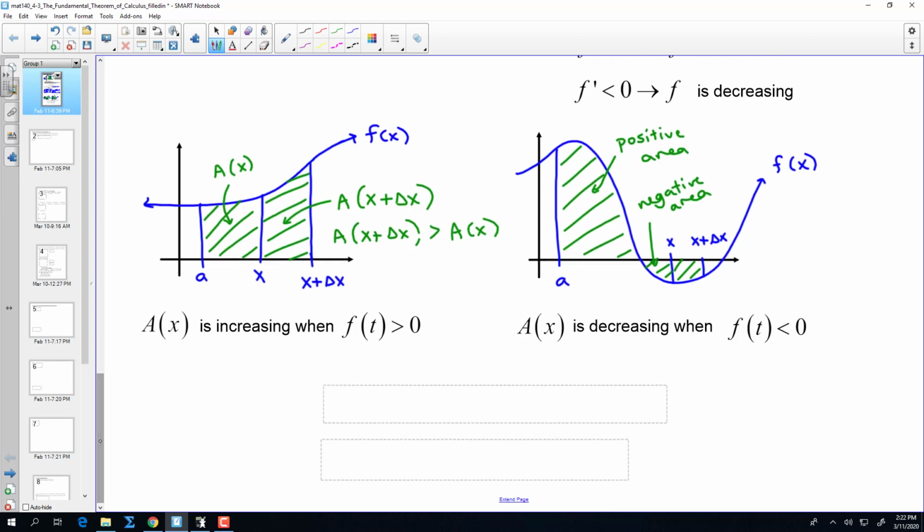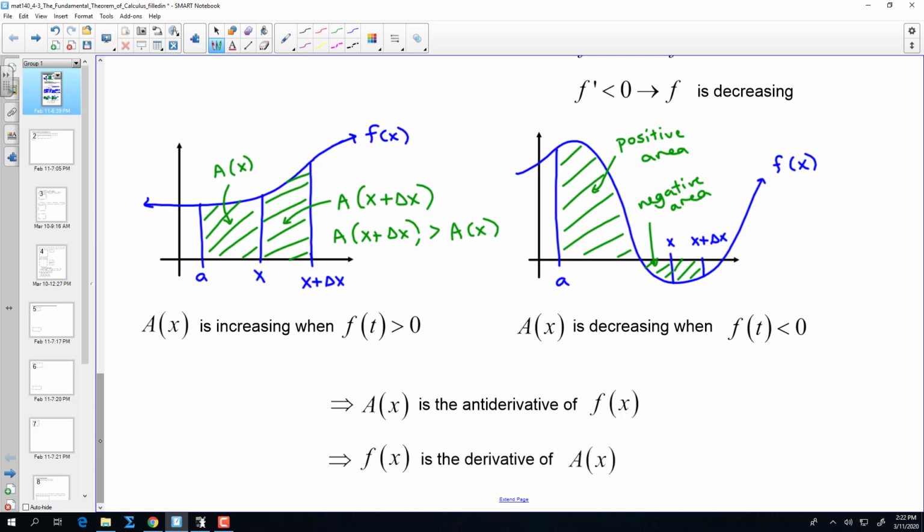All of this together establishes these two things. The accumulation function is the antiderivative of f of x, and f of x is the derivative of the accumulation function. And since we defined the accumulation function based off of that definite integral within the second fundamental theorem, we can say here conclusively that the operations of differentiation and integration are inverses of one another. That's a huge result.